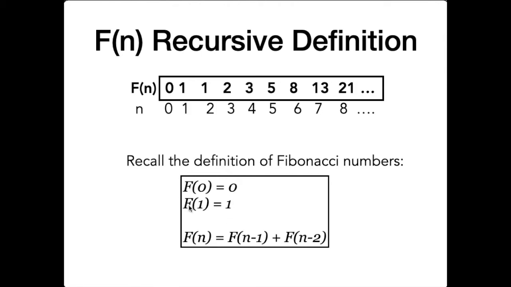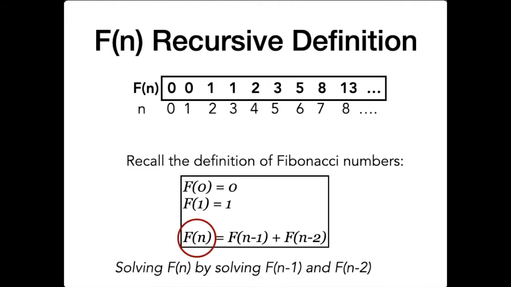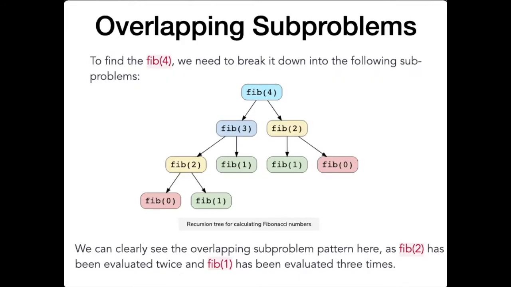So for the base cases, we have f of 0 is 0, f of 1 is 1. But for the general case, f of n is defined by f of n minus 1 plus f of n minus 2. We have a larger instance, which is the general problem, and then the subproblem is f of n minus 1. Another subproblem is f of n minus 2. But how can we say that this has overlapping subproblems? Let's see by checking this example.